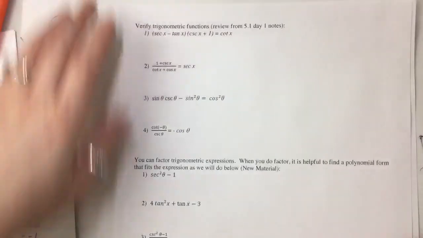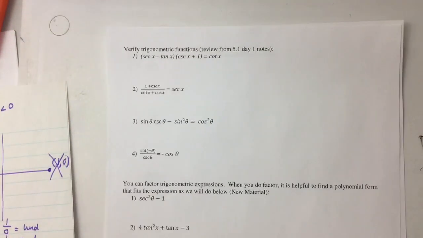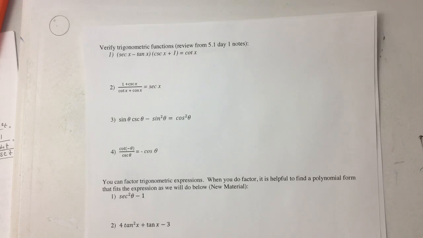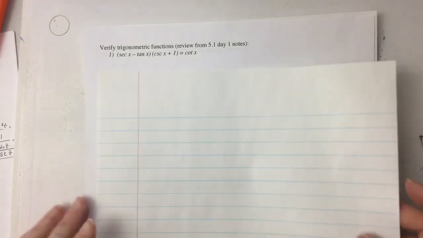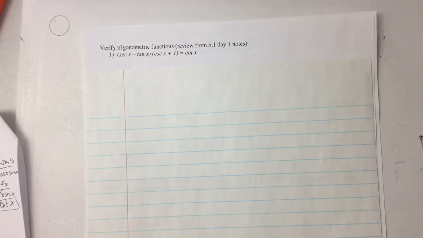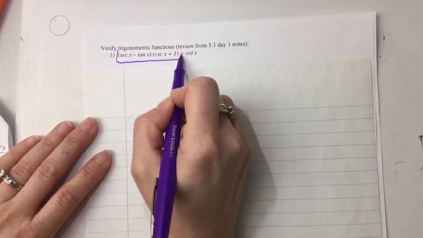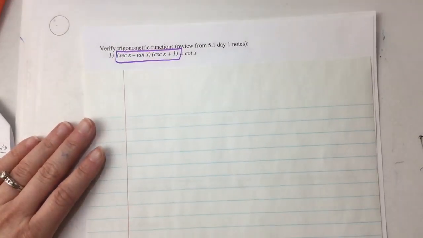All right. Here again, we are verifying, and verifying we've looked at before. What you want to do is take the side of the equation that is the most complex, and you need to work on that side with the trig identities in order to get it to match the side on the right. So looking at number 1, obviously this is the more complex side.